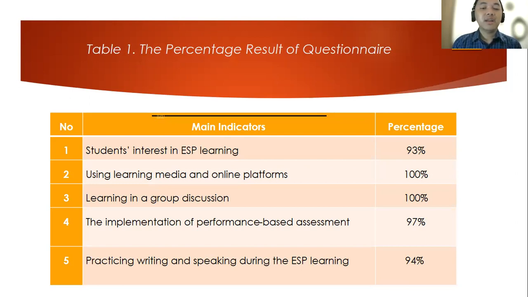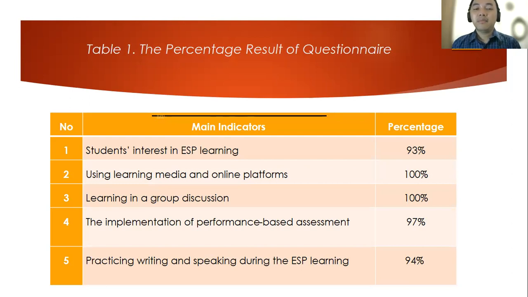The indicator of learning in a group discussion got 100% too. And then the indicator of the implementation of performance-based assessment got 97%. And the last indicator, practicing writing and speaking during the ESP learning, got 94%.